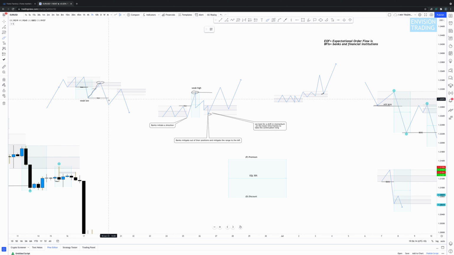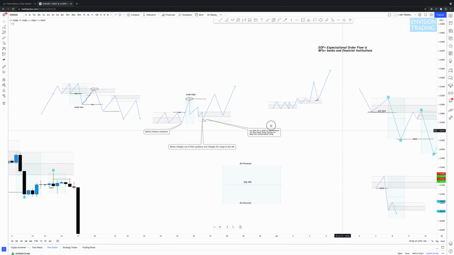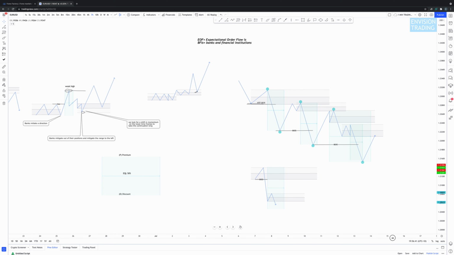Right, so same thing again here. We've had our break of structure here, we've dropped down. So our expectation now is for the price to pull back into the range that caused that break of structure to then drop again. And that's expectational order flow. We're following these mitigations of the ranges. And essentially, that is where the banks place their orders.